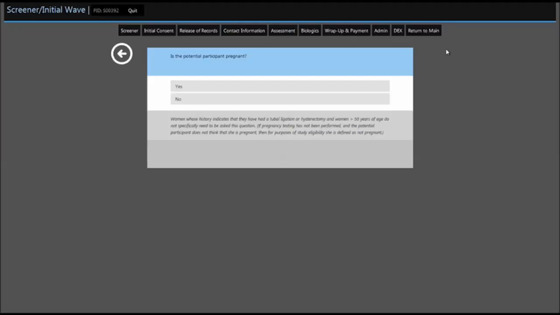Is the potential participant pregnant? This question asks whether the person is known to be pregnant. So you don't have to wait for a pregnancy test to answer this question. If you're reasonably sure that they're not pregnant, they don't look pregnant, they say they're not pregnant, go ahead and enroll them. And if we find out later that they were pregnant, then we can always exclude them later.